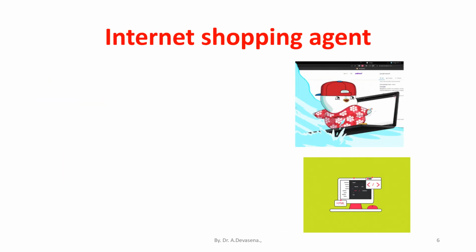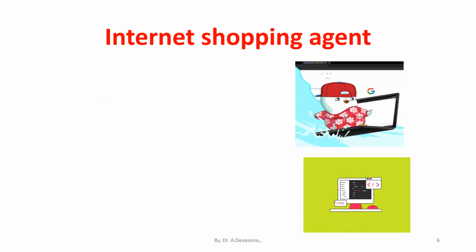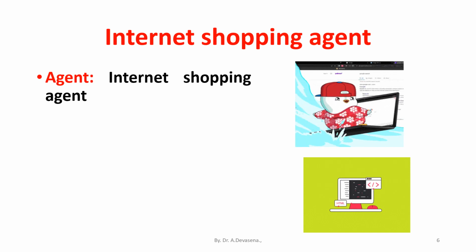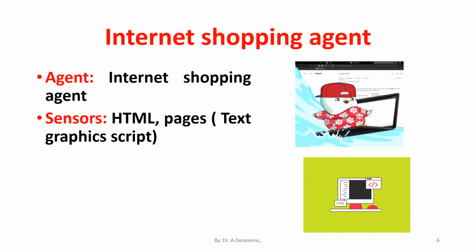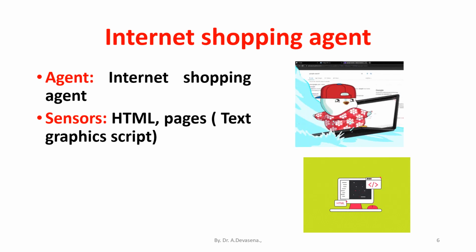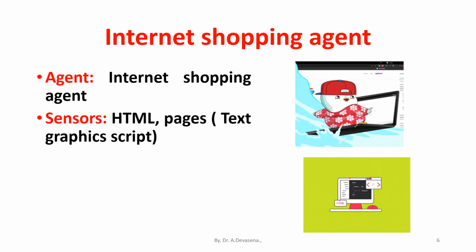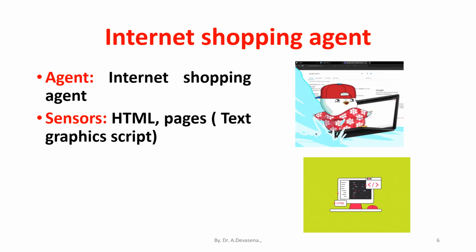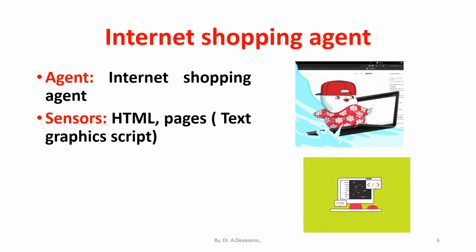For the internet shopping agent, the sensors are HTML pages, that is text, graphics, script. The actuators for the internet shopping agents are forms, display to user, follow URL.